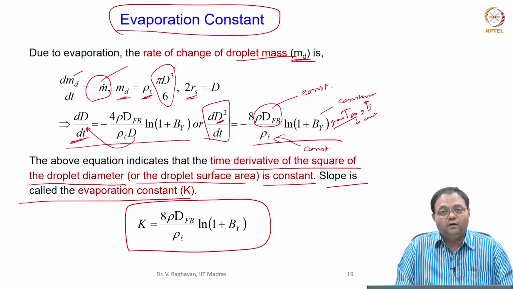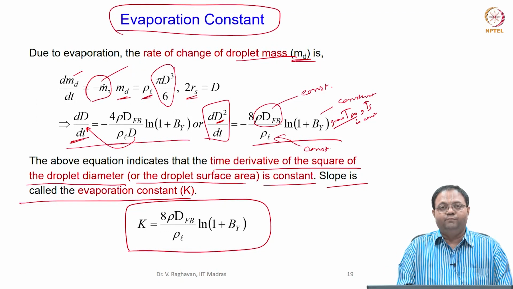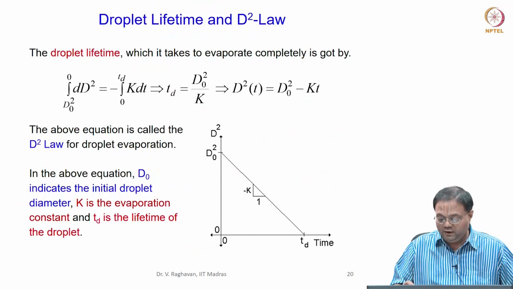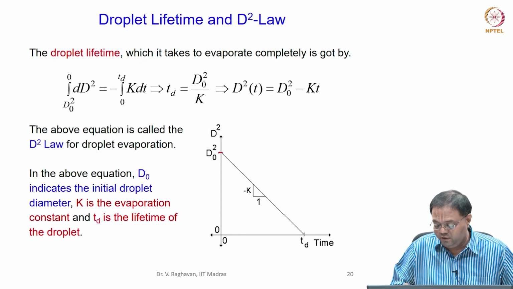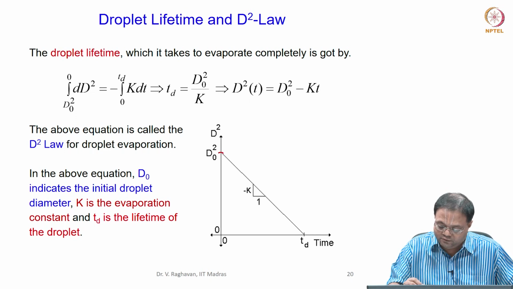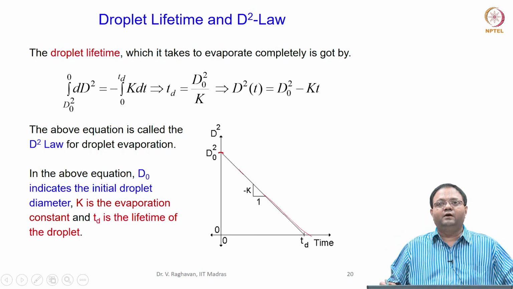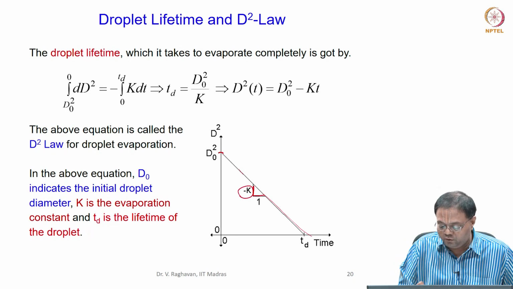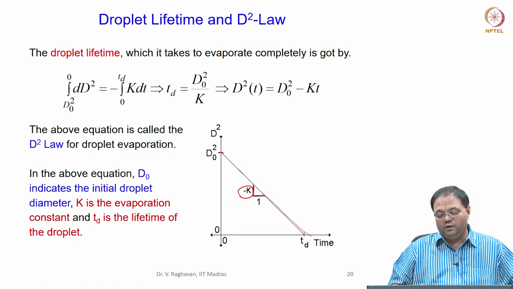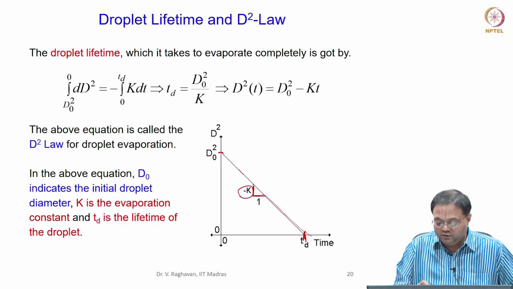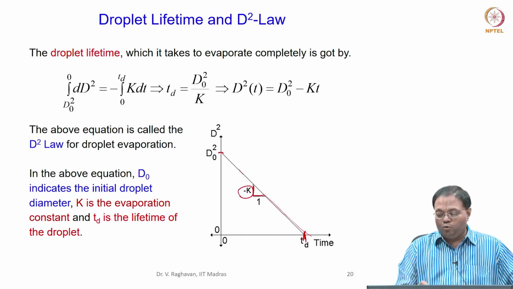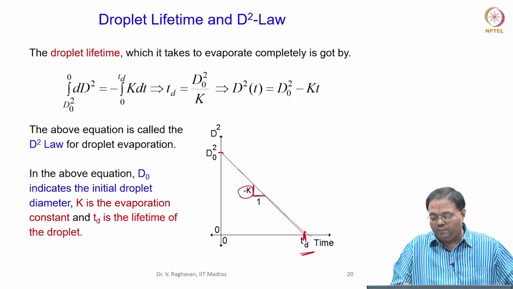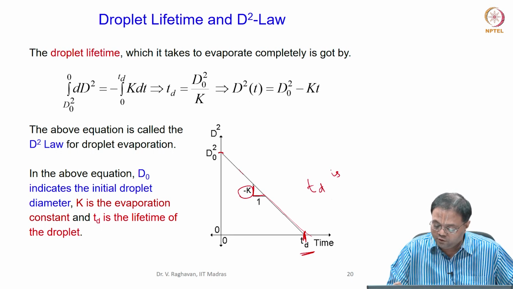So K will be equal to 8 rho D_FB divided by rho_L into natural log of 1 plus B_Y. Pictorially you can see that the initial droplet diameter squared is D naught squared, and finally it goes to 0. This entire process occurs with a constant slope, that is, a straight line. This slope is nothing but the evaporation constant. The time at which the droplet goes from the initial diameter to a 0 value is the droplet lifetime. So t_d is the droplet lifetime.